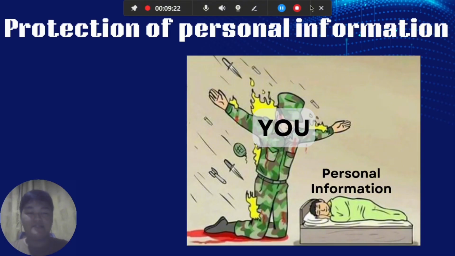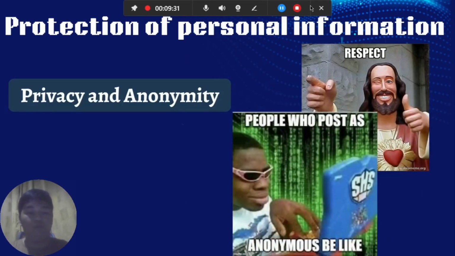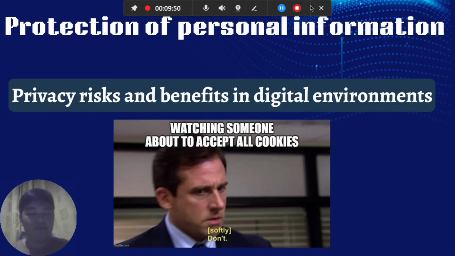Another competency is the protection of personal information. Now, how do we protect our personal information exactly? Well, we must understand when and how to demand privacy and anonymity, and when to respect the privacy and anonymity of others. This directly relates to safeguarding our personal data and identity, including the use of privacy tools for protection. Another is to understand privacy risks and benefits in digital environments and adjust privacy settings accordingly. We all know that protecting personal information is a must, and this requires the ability to assess risks and apply proper privacy settings to secure data.